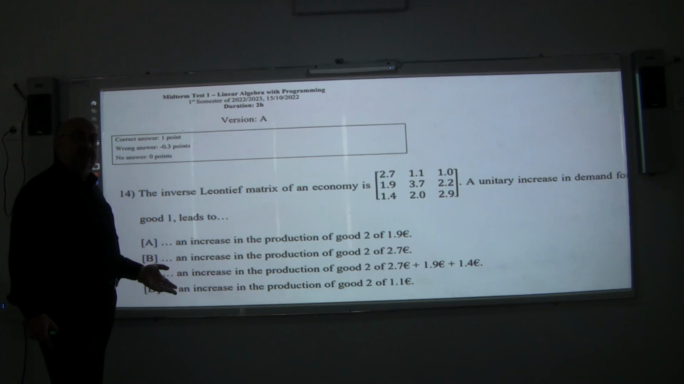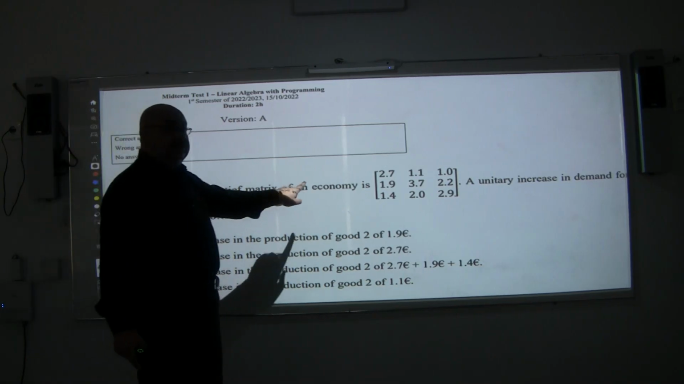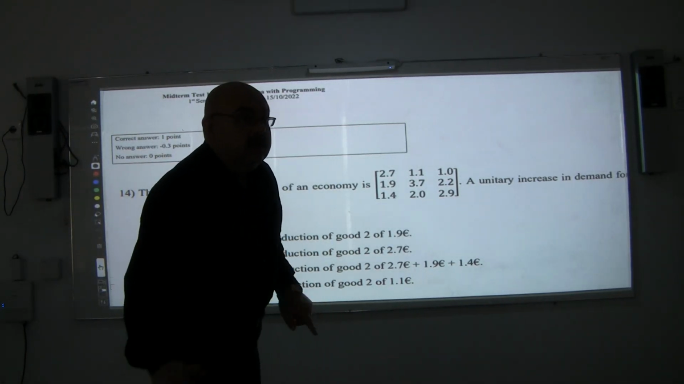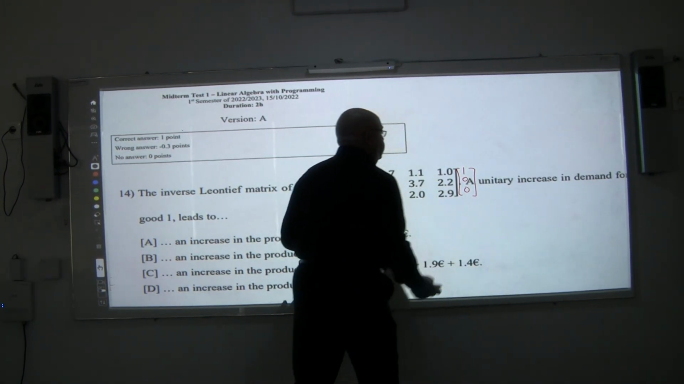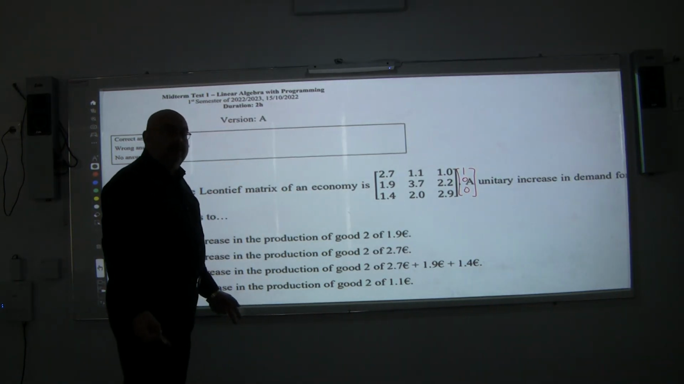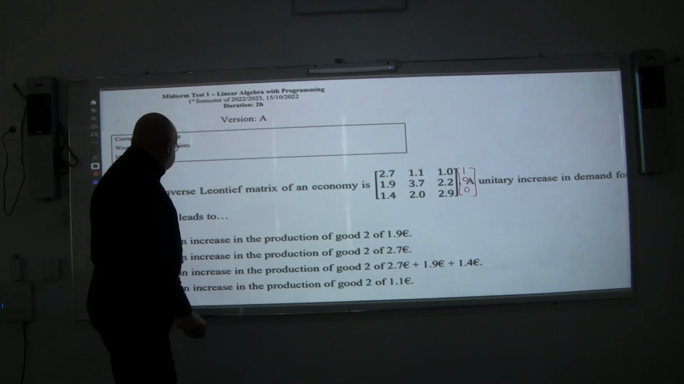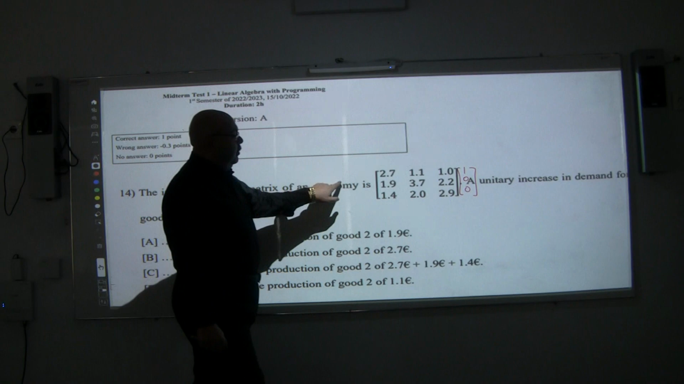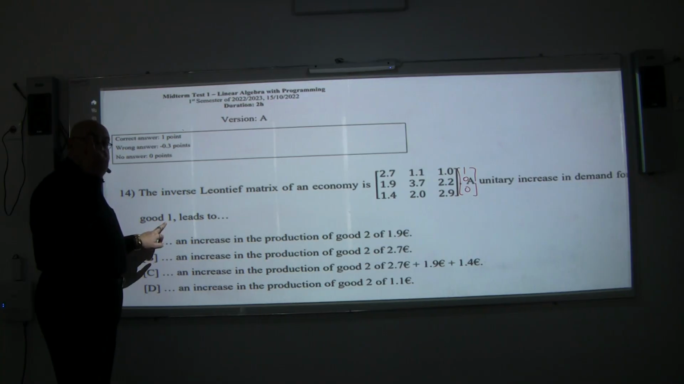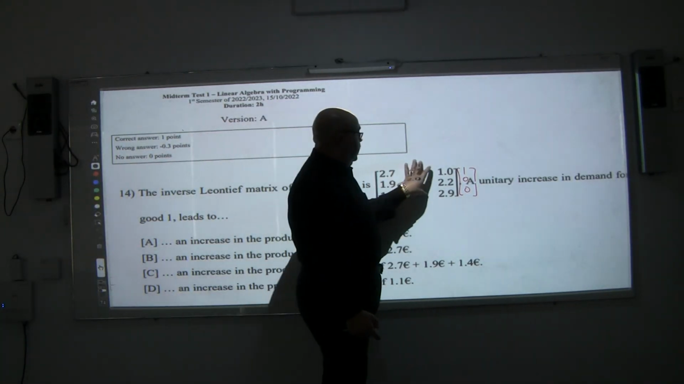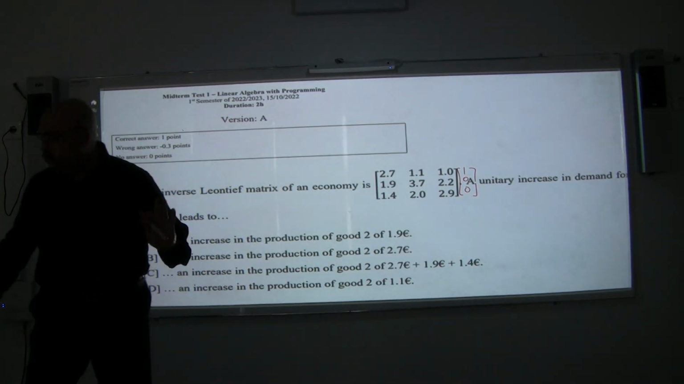How do I do it? First we look at good number 1. So you will multiply this matrix by the inverse, which is already given to you. I have the inverse Leontief matrix; if I multiply it by 1 0 0, it gives me the effect that he wrote. A unitary increase in the demand of good number 1 means I will multiply this matrix by 1 0 0. Then I will choose the correct answer. This is B. Choose which one of them.